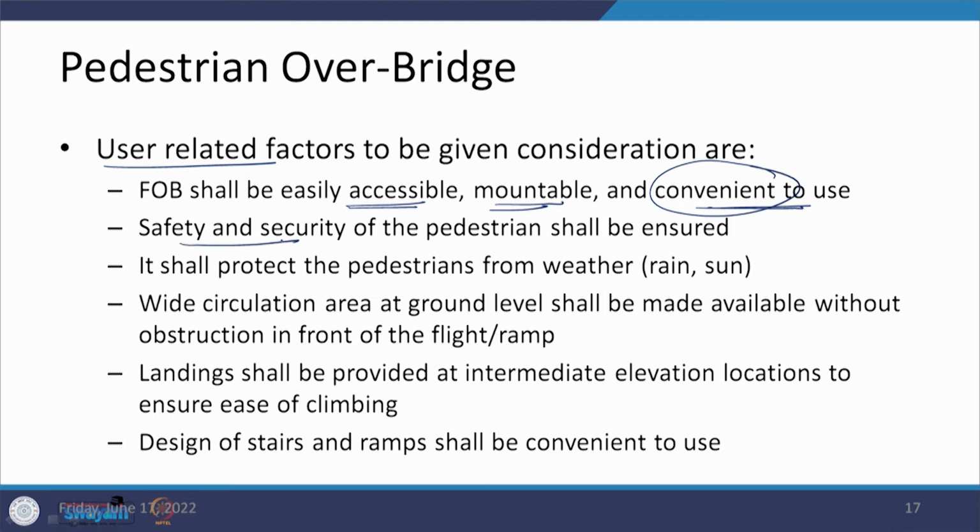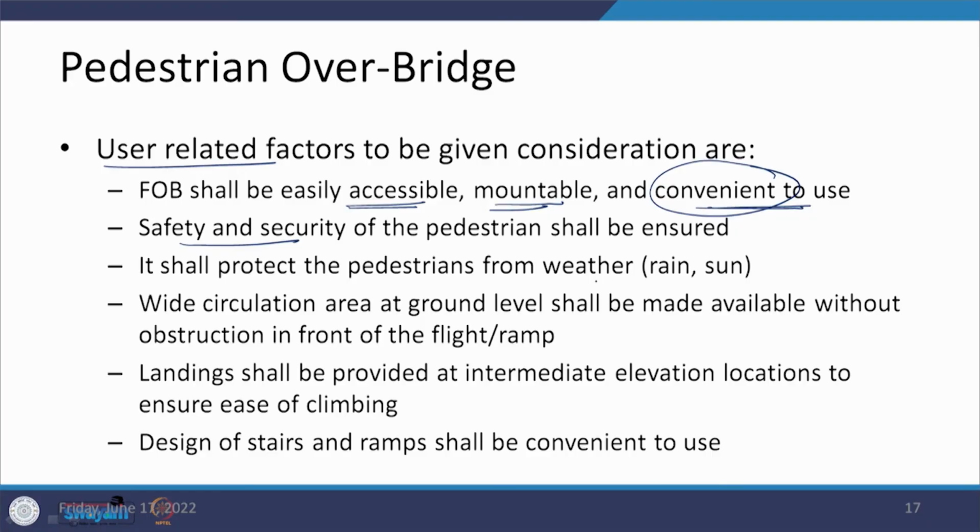Safety and security of the pedestrians has to be ensured, even though you are at the top level, but say if it is being closed from the two sides, then the visibility is going to be hampered. So, we are not generally going to close the sides of that path which is being used at the elevated condition to cross the road. So, these are other features which need to be taken care of. It should protect the people from the weather conditions, say rain, sun, etc.